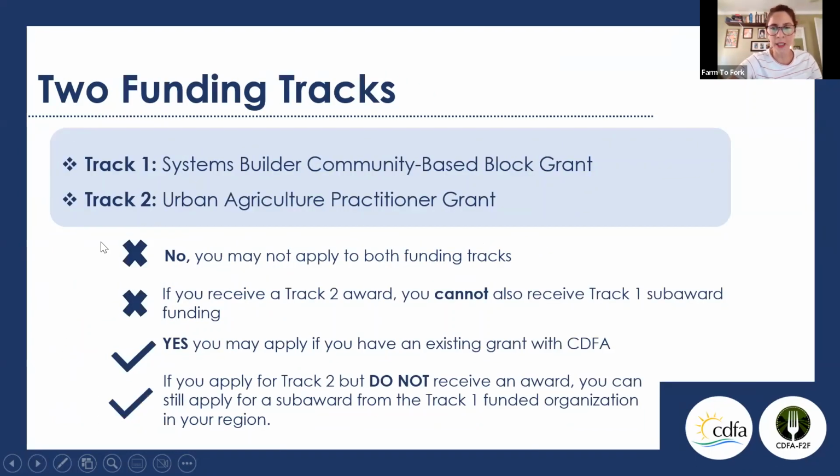There are two funding tracks in this program: Systems Builder Community-Based Block Grant and the Urban Agriculture Practitioners Grant. You may only apply to one of the tracks, so no, you may not apply to both. If you're receiving a track 2 award, you cannot also receive track 1 sub-award funding, and that'll be more clear as we go through these slides. You may absolutely apply if you have an existing grant with CDFA. And if you apply for track 2 but do not receive an award, you may still apply to be a sub-awardee from a track 1 funded organization in your region.